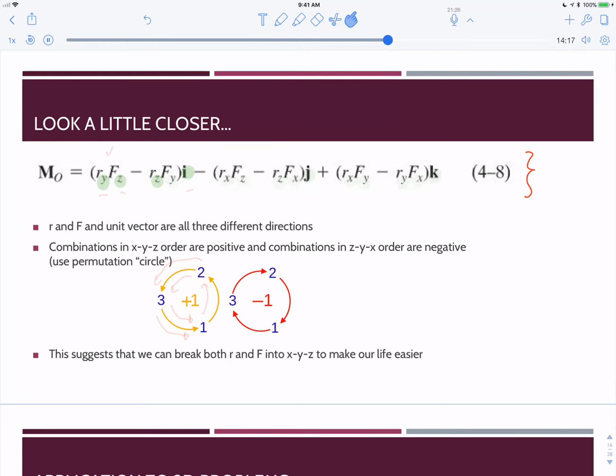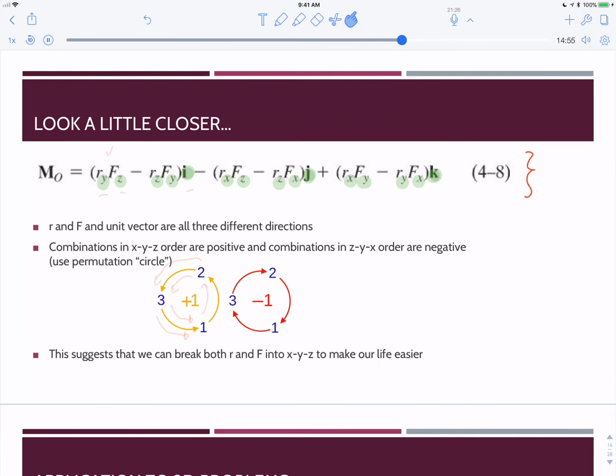RZ times FY times an X unit vector. There's always one of each. Look at this: X, Z, Y; Z, X, Y; X, Y, Z; Y, X, Z. There's always two, an RY and an FZ, and an RZ and an FY. RX, FZ, and you swap it, RZ and FX. And finally, RX, FY, and RY, FX. And there's a plus and a minus.